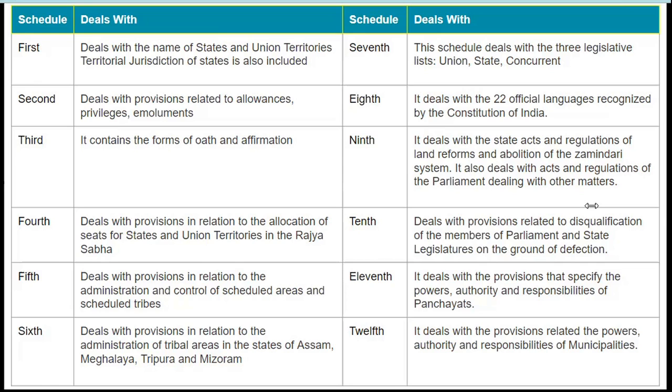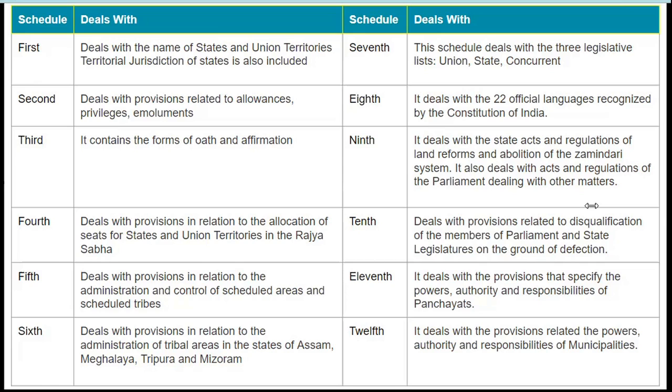So then you have your ninth schedule. It deals with the state acts and regulations of land reforms and abolition of the Zamindari system. It also deals with acts and regulations of the parliament dealing with other matters, right? Then you have the 10th schedule, which deals with provisions related to disqualification of the members of parliament and state legislatures on the ground of defection, right? You have to remember this phrase, on the ground of defection, correct?